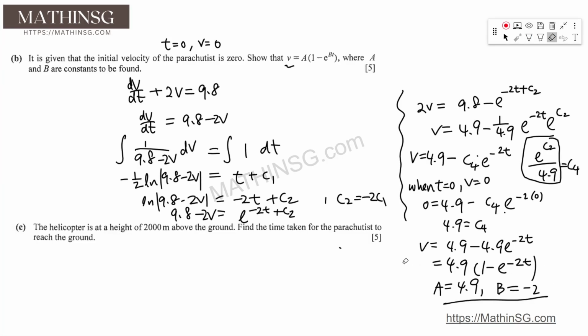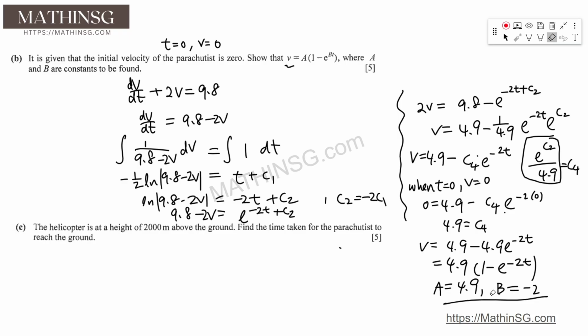Alright, let's move on to part C. In part C, you are told that the helicopter is at a height of 2,000 meters above the ground. Find the time taken for the parachutist to reach the ground. So this has something to do with distance, right? So very likely we need to deal with x instead of v. Okay. So what is x?